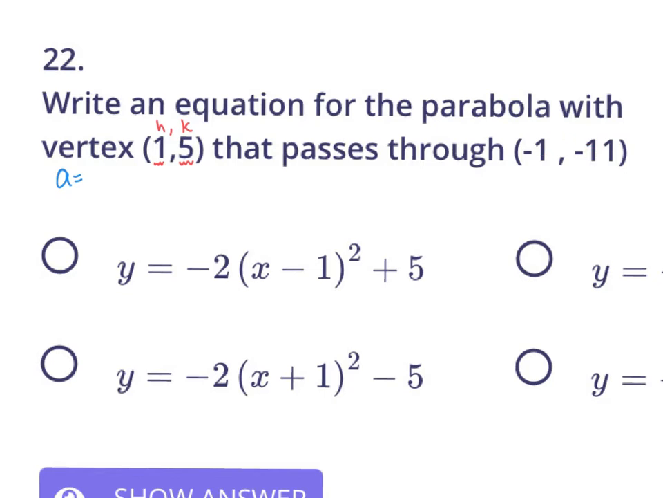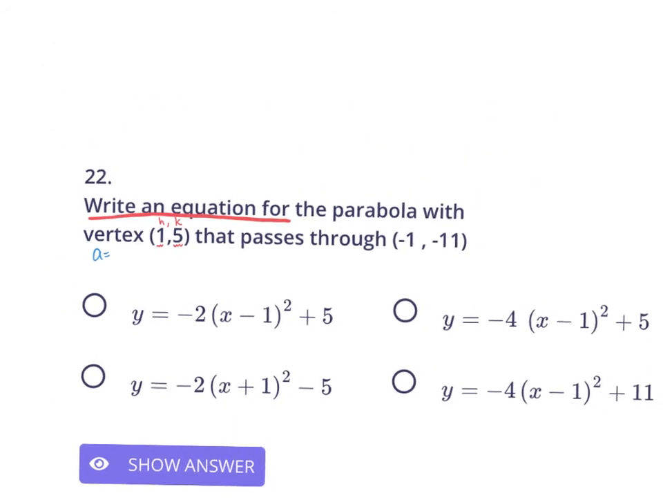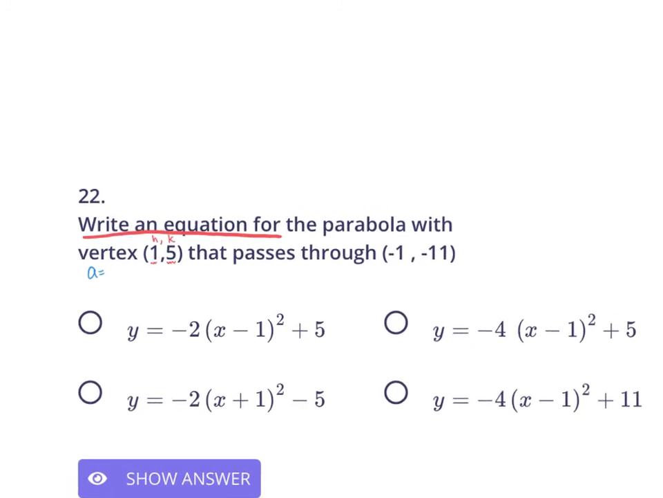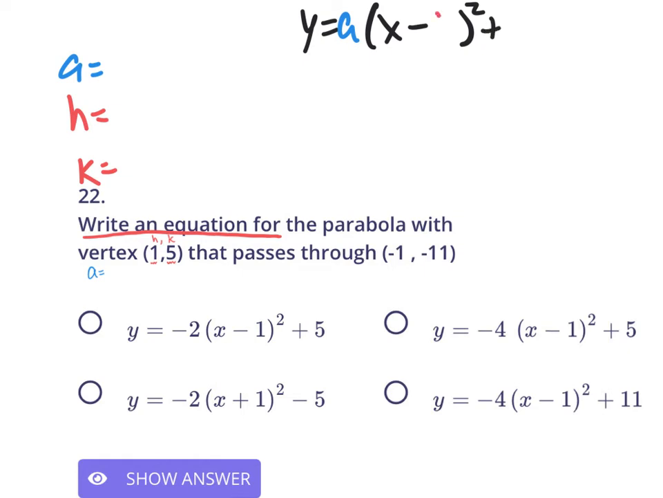Okay, so once again, they want us to write an equation. All right, now what kind of equation? They want us to write a vertex form equation. How do I know? Because all of these are in vertex form. In order to write a vertex form equation, you need 3 things: the a value, the h value, and the k value. That way you could write it in this form, y equals a(x minus h) squared plus k. So your h is in here and your k is over here. So if you have your a, your h, and your k, you'll be able to write it in vertex form.